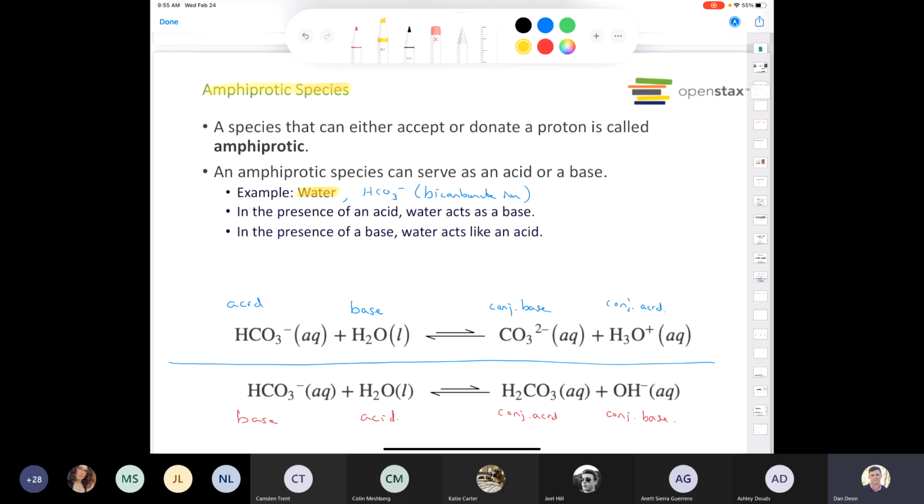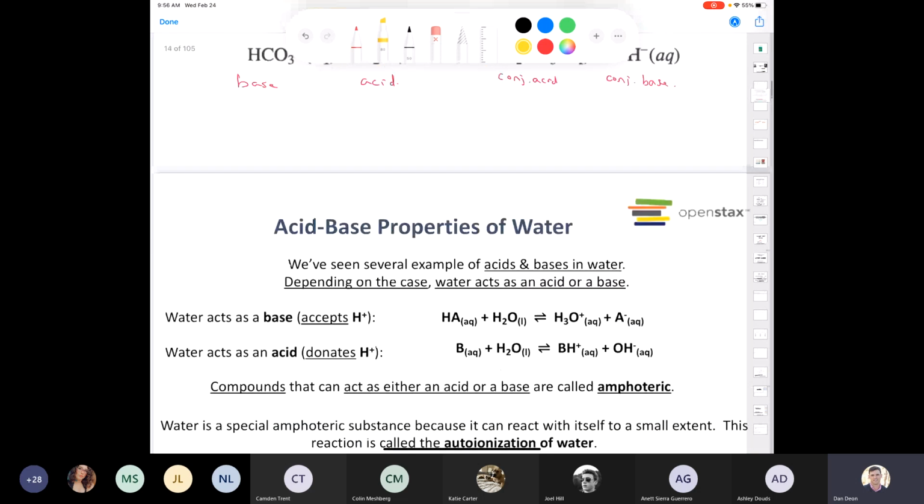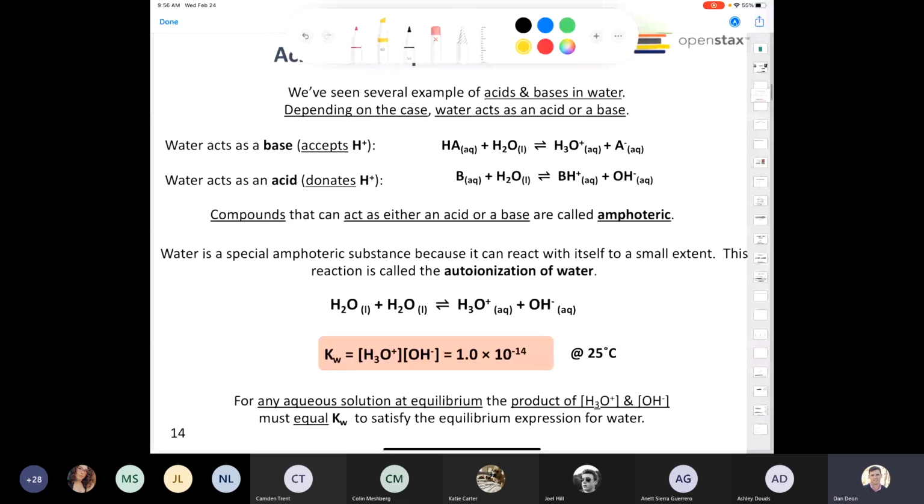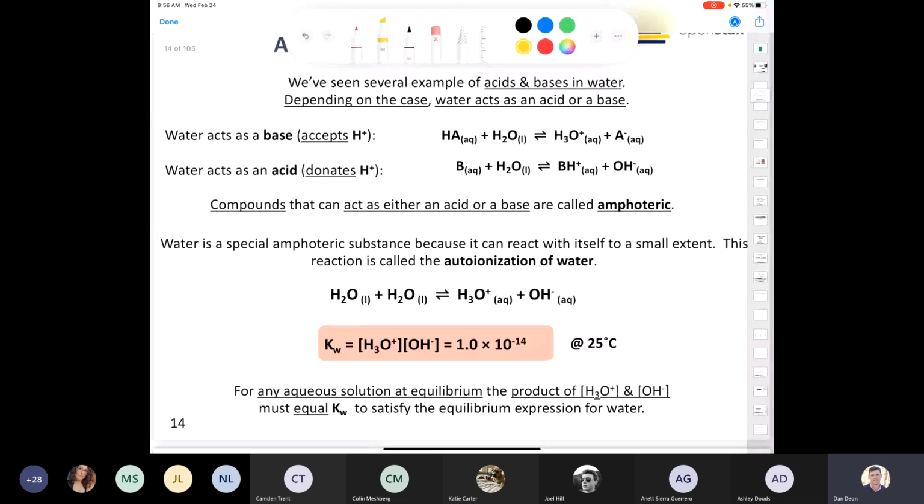Well, let's talk a little bit more about the acid-base properties of water. You think, well, come on, I drink water all the time. I don't feel like it's a strong acid or a strong base. Didn't you say at the beginning of the lecture that it was relatively neutral? And the answer is, yeah, I did say that. So we've seen some examples of acids and bases in water, and we saw how, depending on the case, water can act as an acid or a base. I have a couple of examples here.